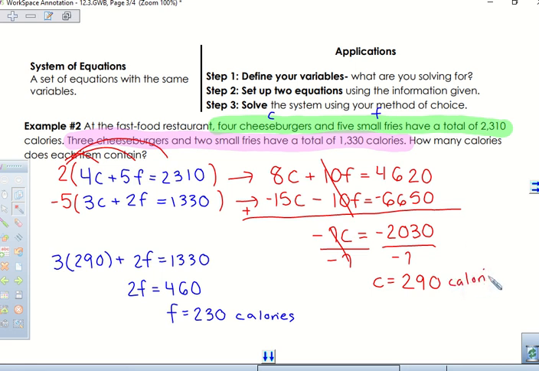So I always go back at the end and read the question just to make sure I answered the question. It says how many calories does each item contain, which we figured out both, so we're good to go. So does anyone have any questions about that?